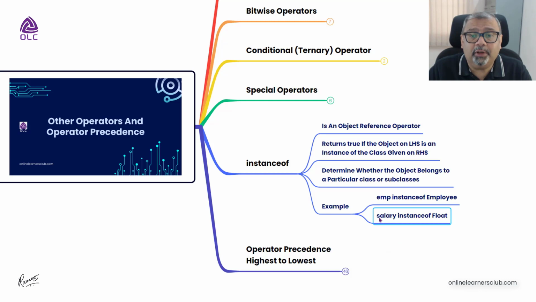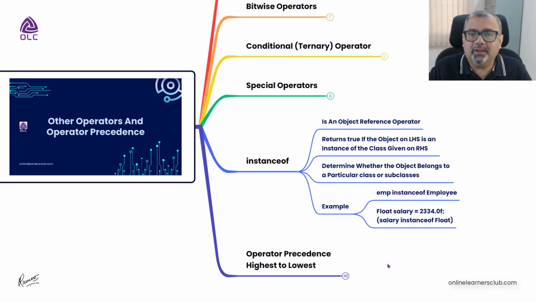So how do you define this? For example, you would have defined this something like this. We could say Float salary is equal to, say, a value like 10000.0f, something like this. Now if you bring a condition like this, this is an instance of a Float object. So that's a simple example where we could see the instanceof operator coming into the picture.